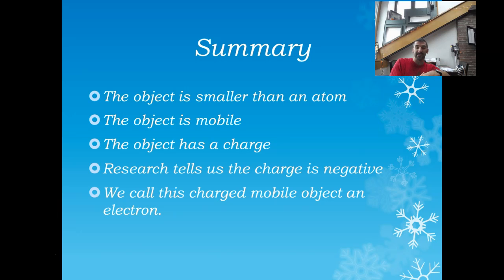This kind of summarizes all of our stuff. Then we're going to get into the older version of the model. We know we're moving things that are smaller than atoms, subatomic particles called electrons. Those things are mobile. We're allowed to charge objects, and we charge objects by either adding or removing electrons.